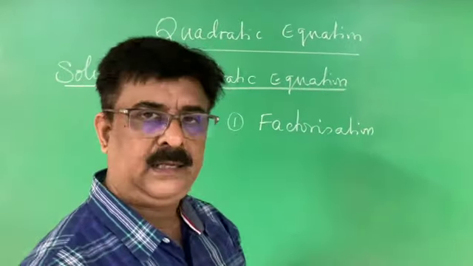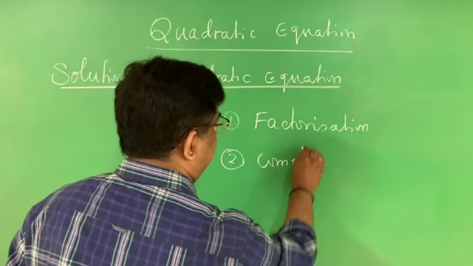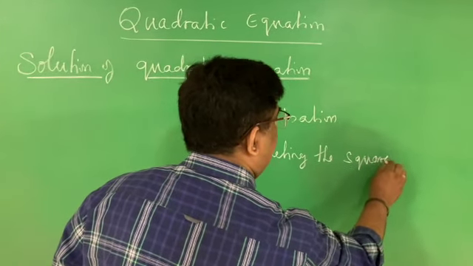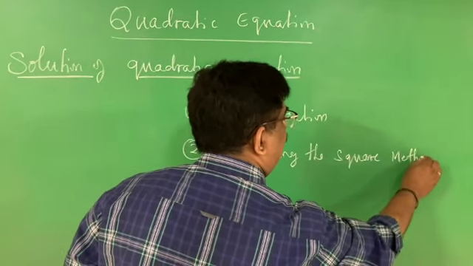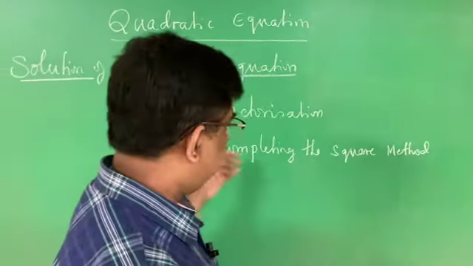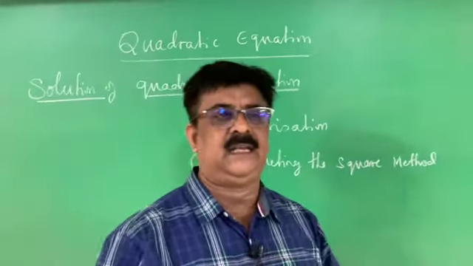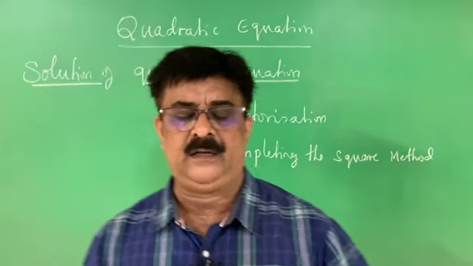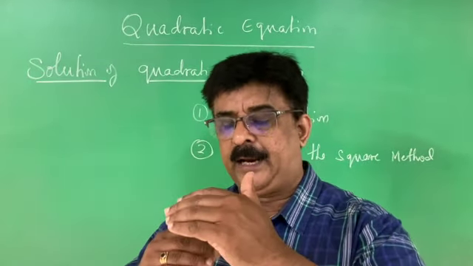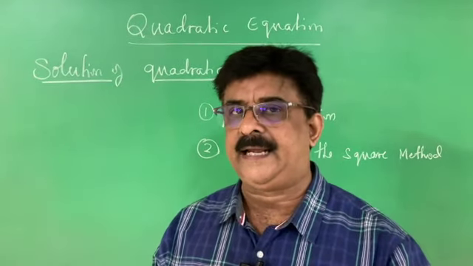This is one method. The second method is the completing the square method. This method is mentioned in the textbook, but recently there is a reduction in the syllabus because of the COVID situation, because of the corona. According to the reduced syllabus, what I collected, the completing the square method is removed from the textbook.